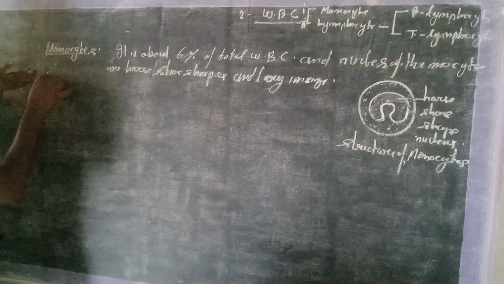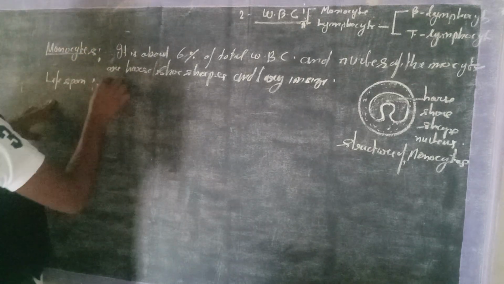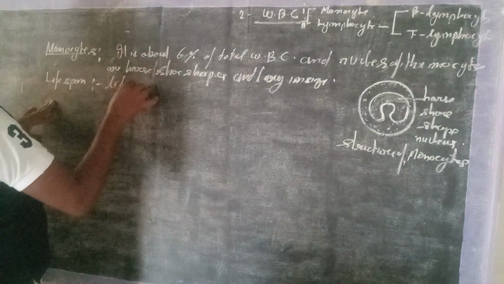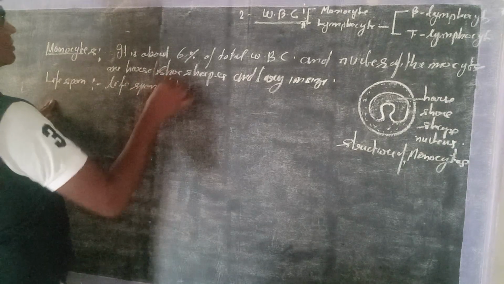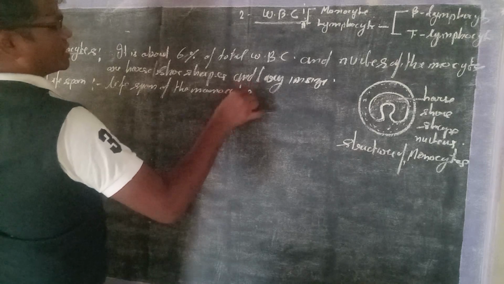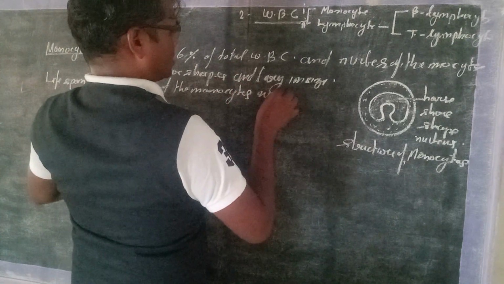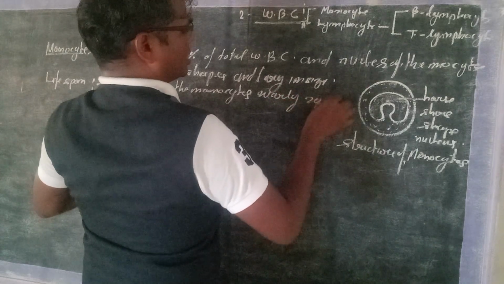Now we will discuss the lifespan. The lifespan of the monocyte is nearly 28 days.